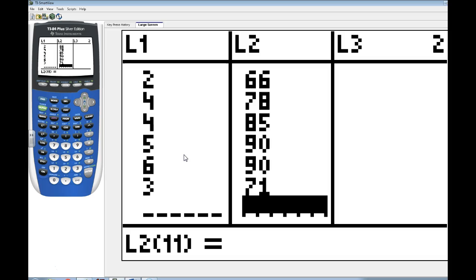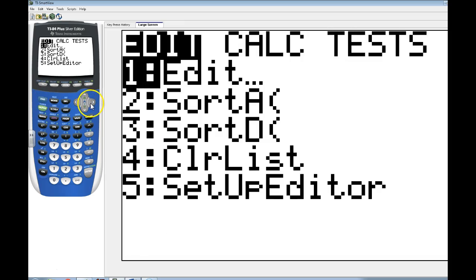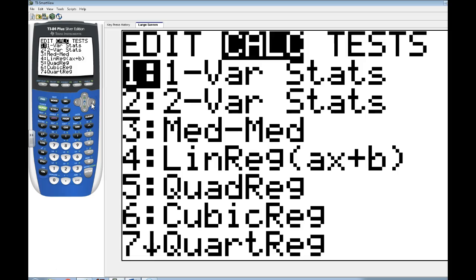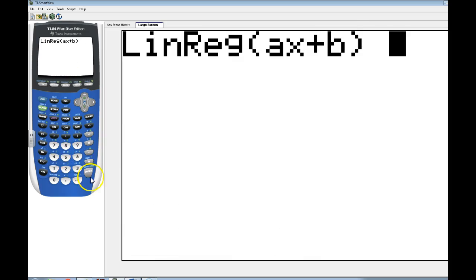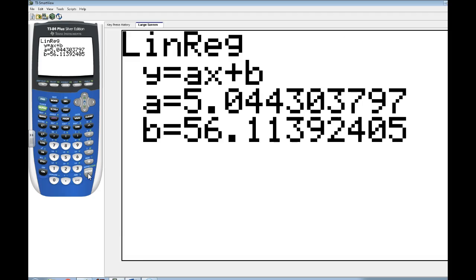in list 2. So now to run the regression, let me remind you how to do that. Clear off my phone so it stops yapping at me. So we go Stat, Calc for calculating, and you see right here number 4, linear regression a plus bx. We're going to run the linear regression a plus bx. We do that, we go to 4, we hit Enter.